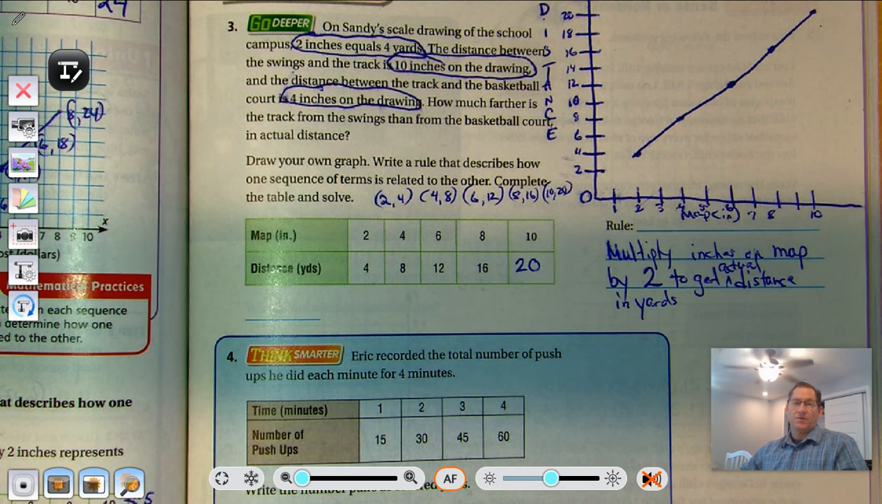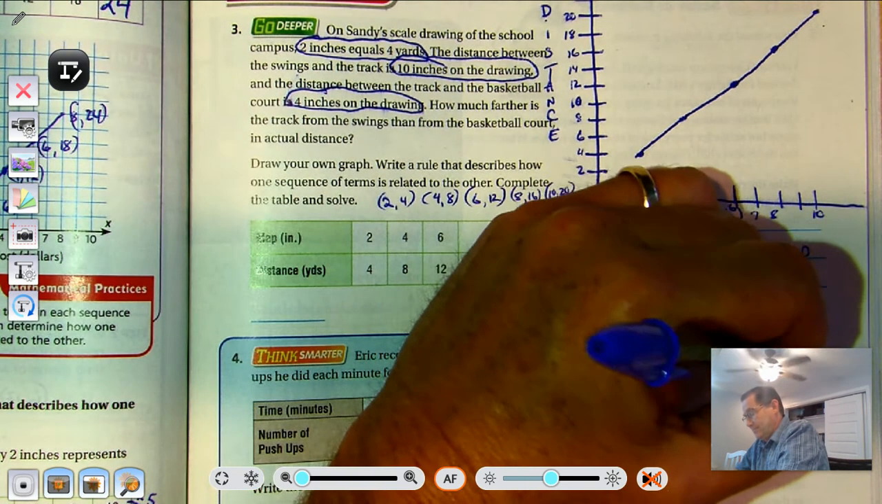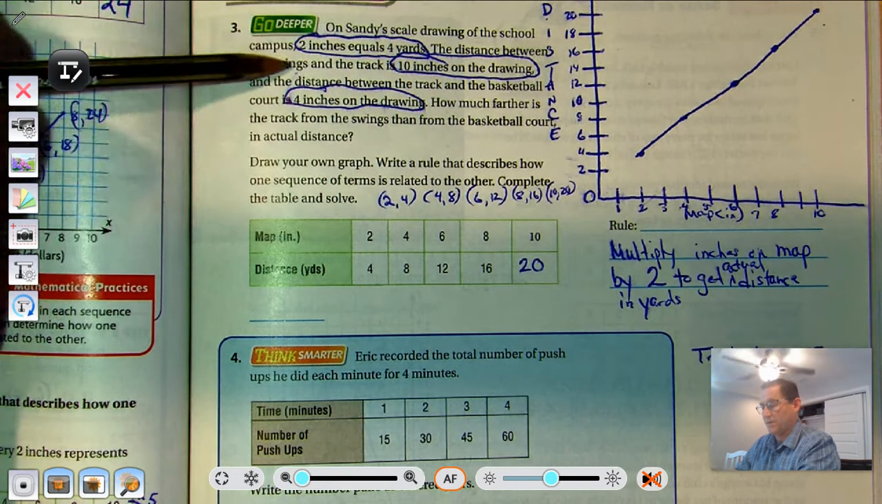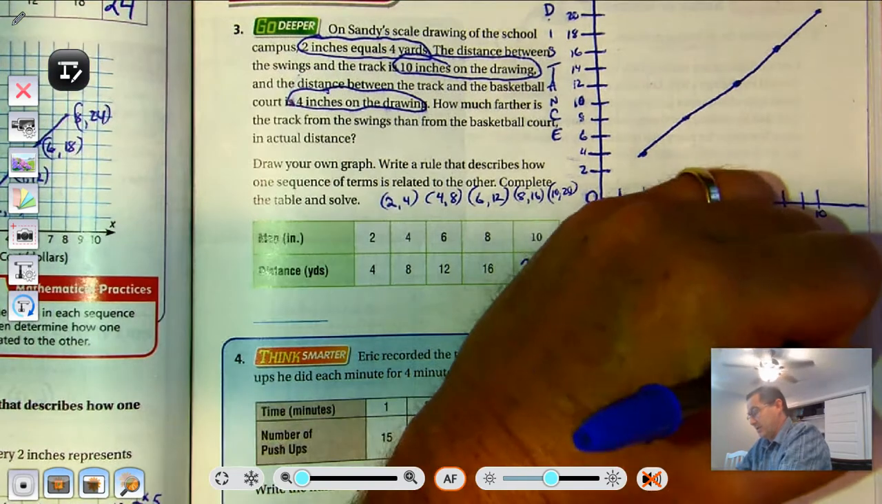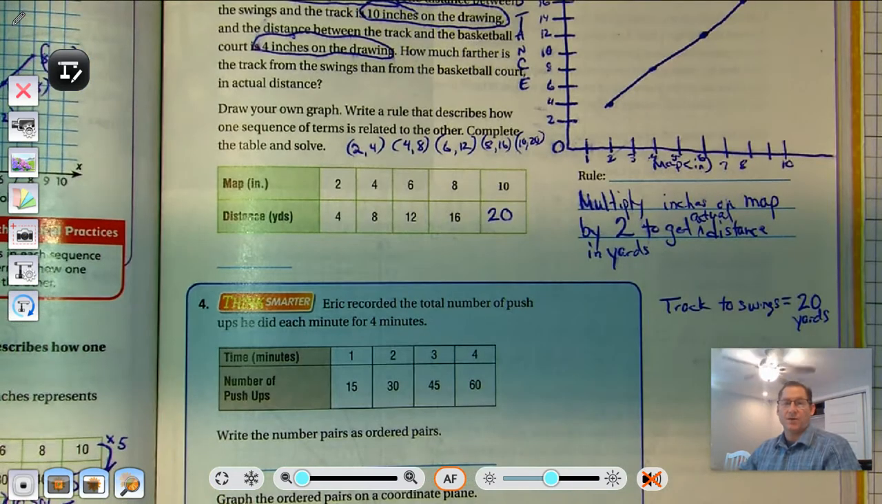So how much farther is it from the swings than from the basketball court? How much farther is the track from the swings than from the basketball court? So track to swings, the distance between swings and track is 10 inches on the drawing. So we said 20 yards. So track to swings is 20 yards.